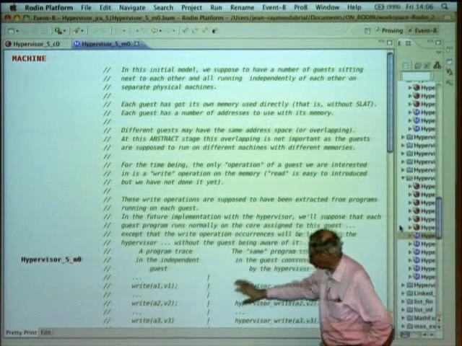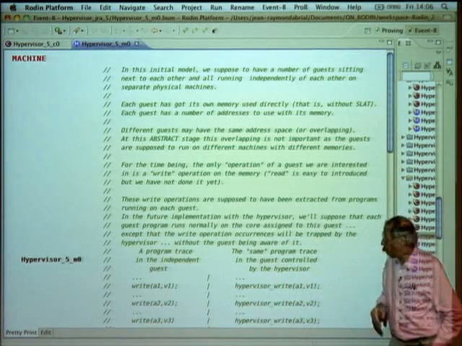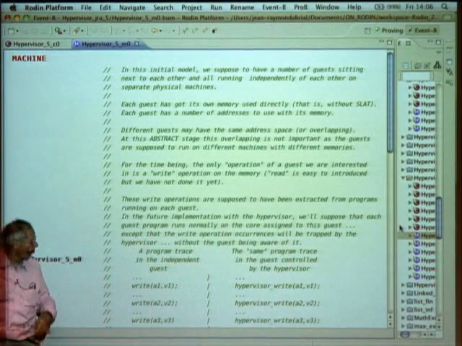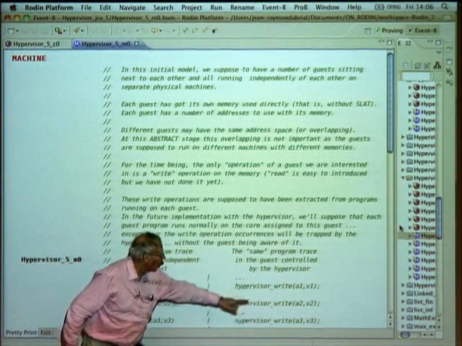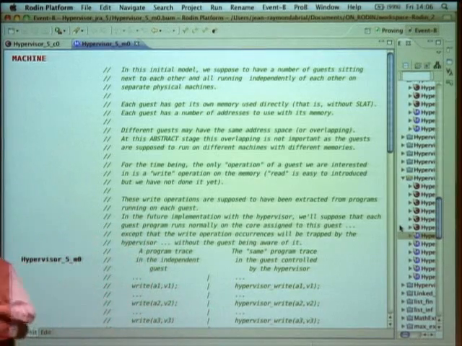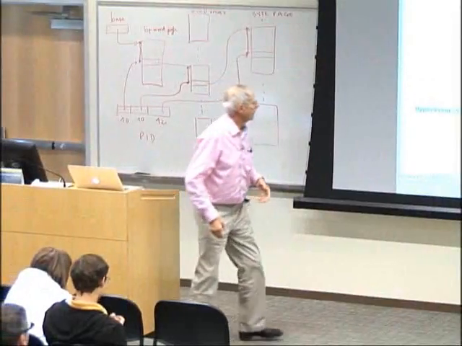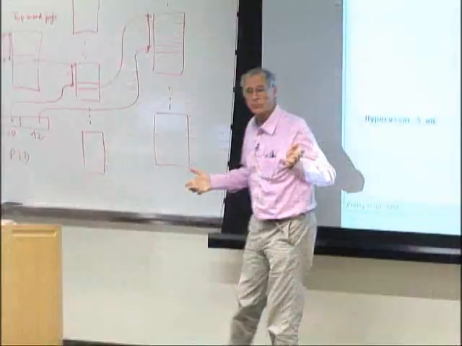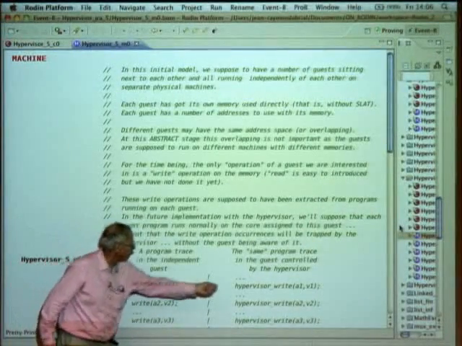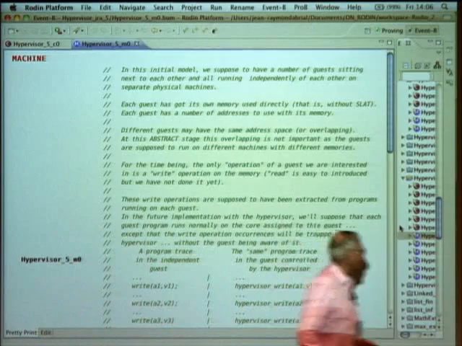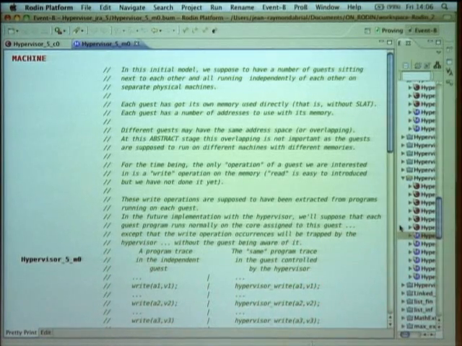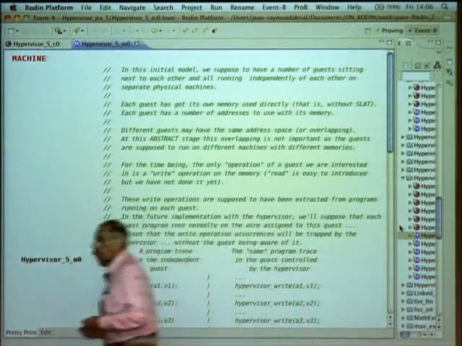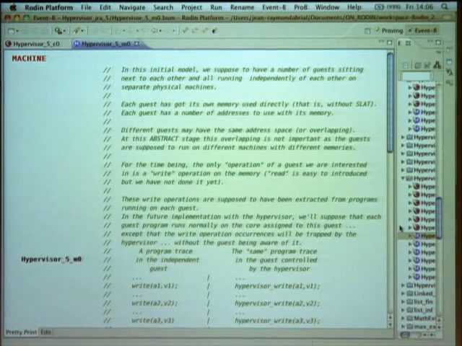And here you see this is the corresponding program as executed with the hypervisor. So the hypervisor traps this write operation and changes it into a hypervisor write. Hypervisor write, hypervisor write. And what we want to prove, what we want to be sure, is that this program here and this program here are exactly the same. The fact that this is written now by the hypervisor in this part of the memory, or in the portion of the memory that is devoted to this guest.